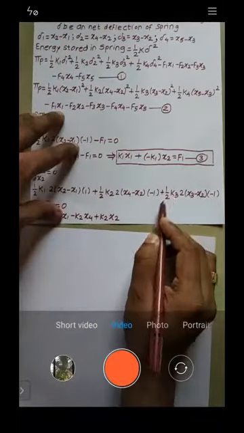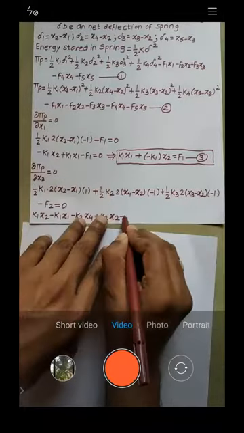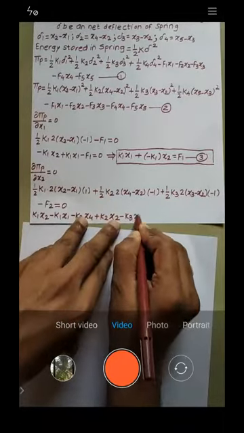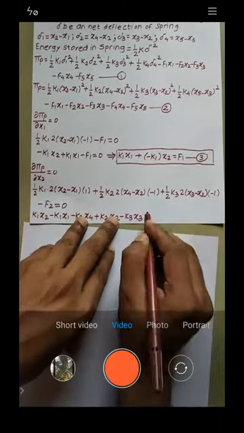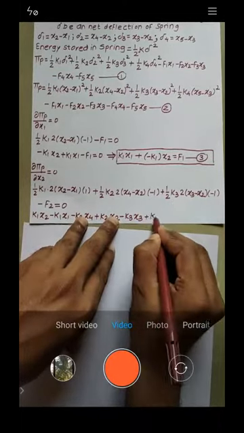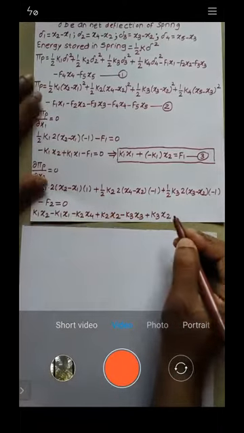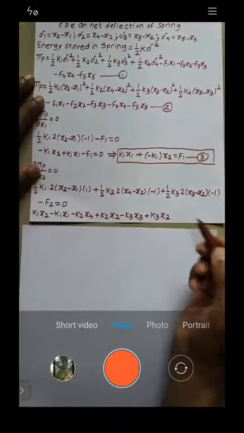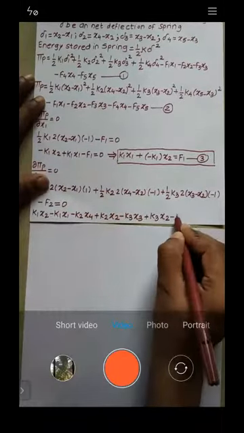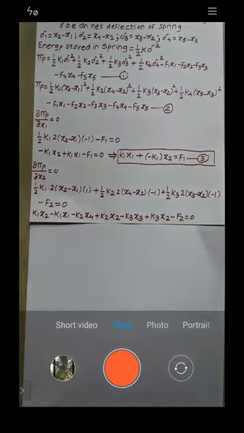Next, for this one, 2 gets cancelled, and this is again minus 1. So this is minus k3 x3. Then this minus into this minus is plus, so this is plus k3 into x2. Yes or no? Minus f2 is equal to 0, right?